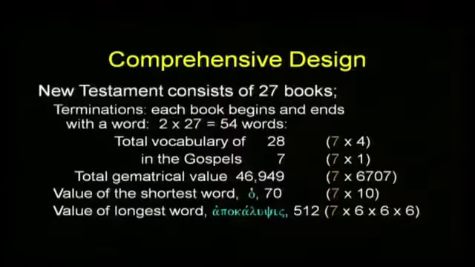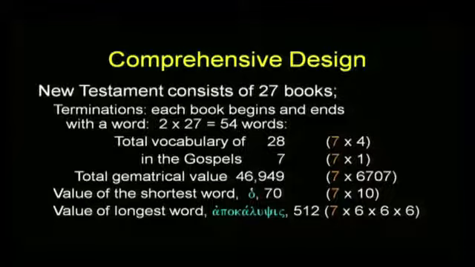But I want to mention just one of these that to me is the most staggering of them all. The New Testament consists of 27 books. That means they have a word that starts them and a word that ends them. And if there are 27 books of the New Testament, then you've got 54 words, okay? And there's a total vocabulary of those words that happens to be 28 words in the Gospels. And if you go through all this arithmetic, the shortest word, the longest word, all that sort of thing, each one of those is a multiple of 7.